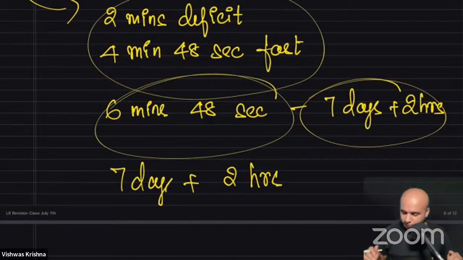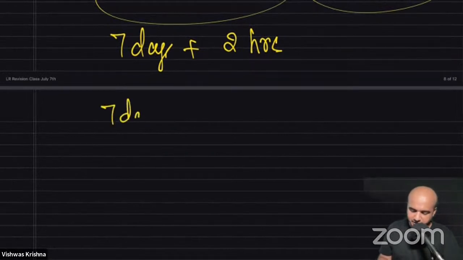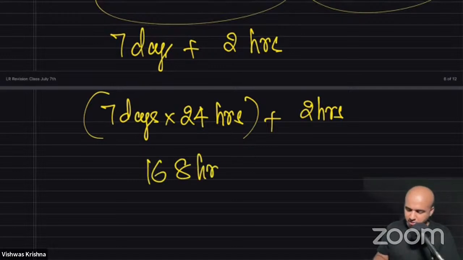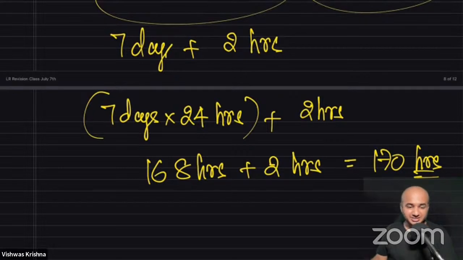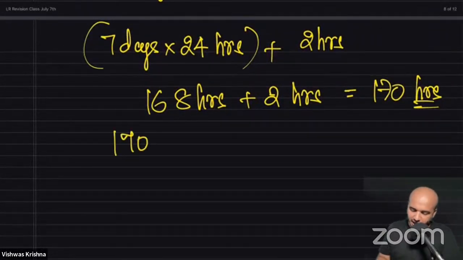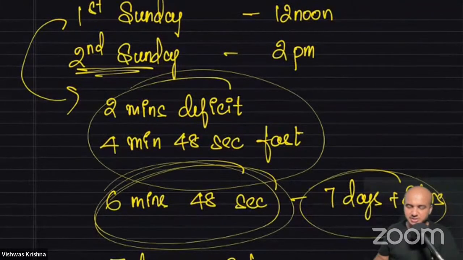Okay. Now what we have to do is convert these 7 days completely into hours. I hope you have understood. 7 days, each day containing 24 hours, plus 2 hours. Do the math and let me know. 7 4s are 28, 7 2s are 14, plus 2, that is 168 hours, plus 2 hours. So this will be 170 hours. Now over a period of 170 hours, the clock has actually gained how much? 6 minutes and 48 seconds.